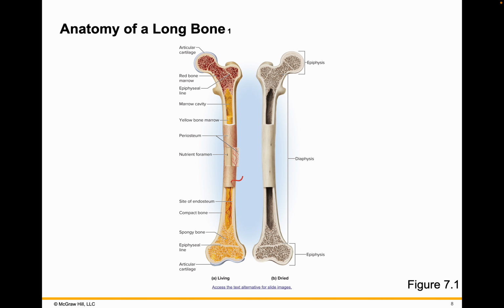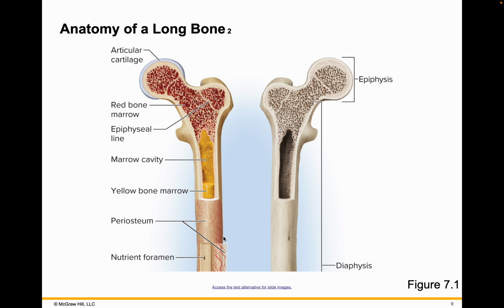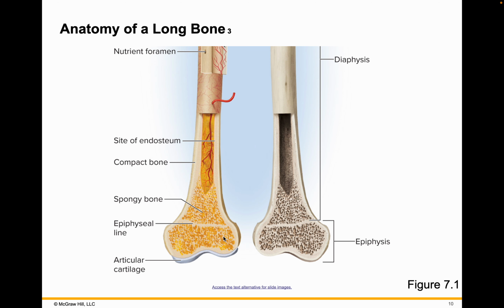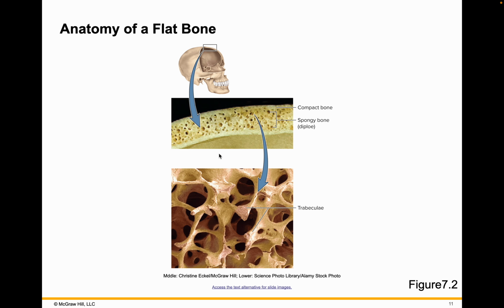So here's a typical long bone, spongy bone in the epiphyses, compact bone along the outside. Articular cartilage, red marrow because blood is being produced in that marrow, and that's opposed to yellow marrow, which is primarily for fat storage. Flat bone, we have two layers of compact bone, spongy bone in the middle.